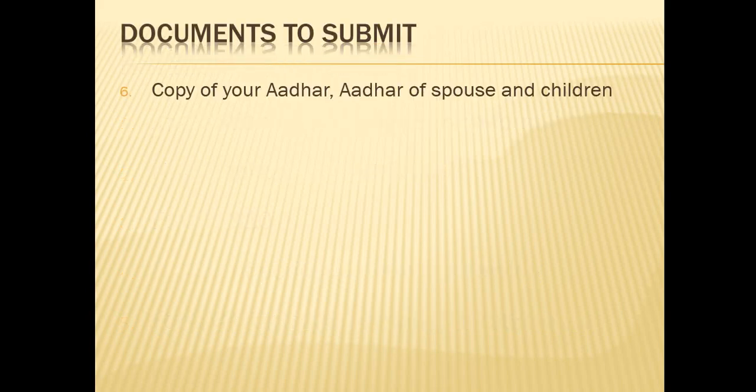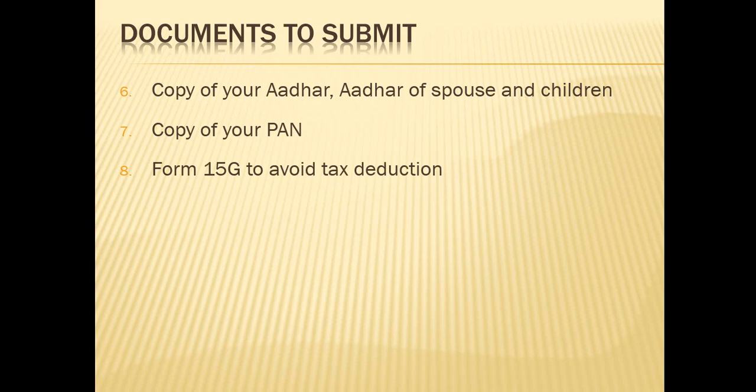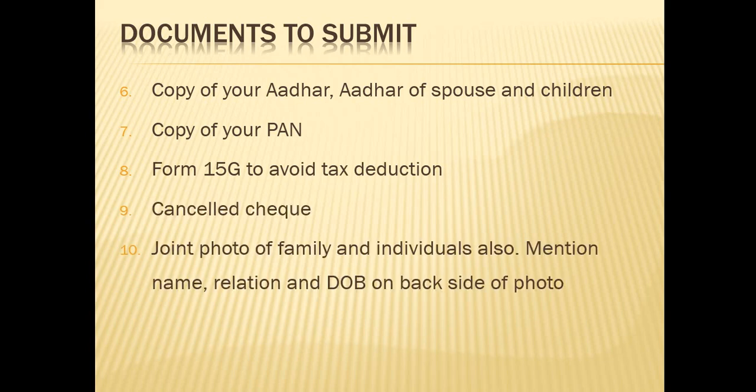Aadhaar copy, Aadhaar of the spouse and children, copy of your PAN, a Form 15G, a cancelled bank cheque, joint photo of the family and individual also. On the reverse of the photo, please mention the relationship and date of birth. Covering letter from the employer stating that your employment with them has ceased and that you are eligible to receive your pension and the PF fund.